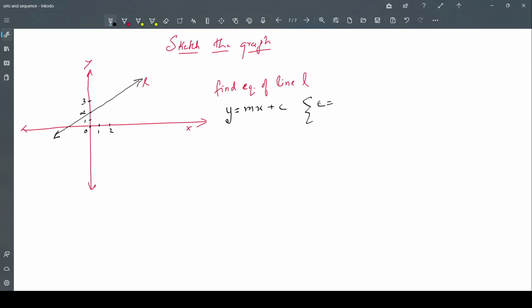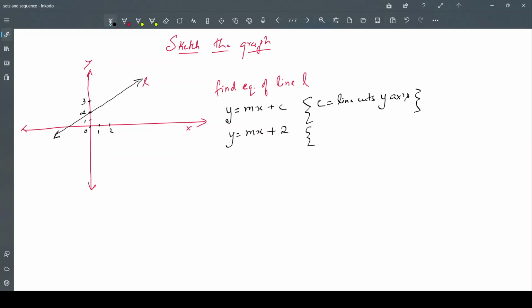Where c is equal to where the line cuts the y-axis. What is c? Where the line L cuts the y-axis. Can you see? The line L cuts the y-axis. This is the y-axis. Can you see this line? Y-axis, vertical line. It cuts the y-axis at 2. So that is c, right? So it's very clear that y equals mx plus c is what now? 2, right? Now our task is to find out the m.